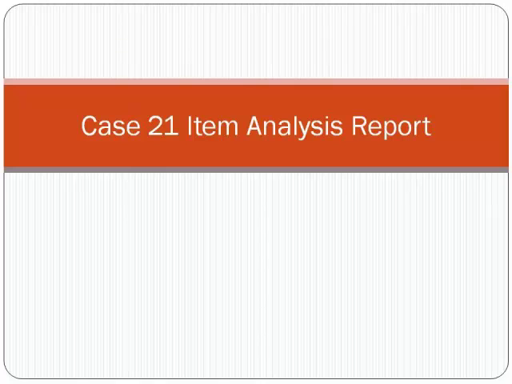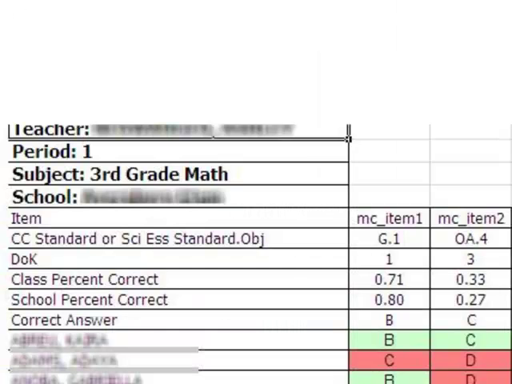a benchmark assessment. There are four pieces of information provided for each question in this report. 1. The Common Core Standard, or in the case of science, the Essential Standard. 2. The Depth of Knowledge, or DOK level. 3. The percentage of students in the class and in the school that got the item correct. And finally, 4. The correct answer.